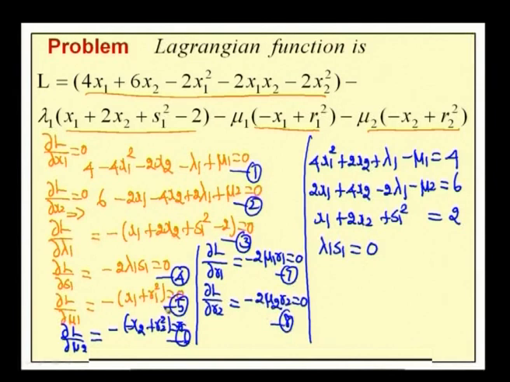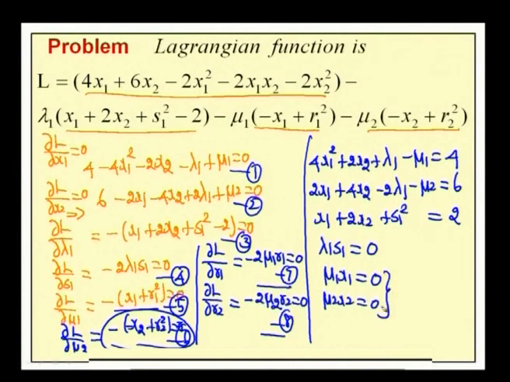From equation 5, we have our x1 value is r1 square. Therefore, using equation 5 in 7, equation 7 can be written as mu 1 into x1 equal to 0. Now, using equation 6 in equation 8, equation 8 can be written as mu 2 x2 equal to 0. So, by making use of equations 4, 5 and 7, 8, we get these two equations.